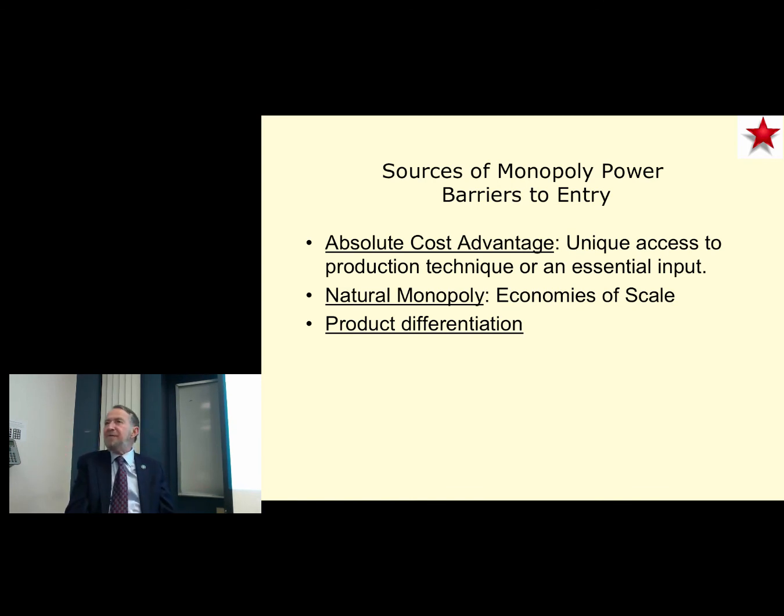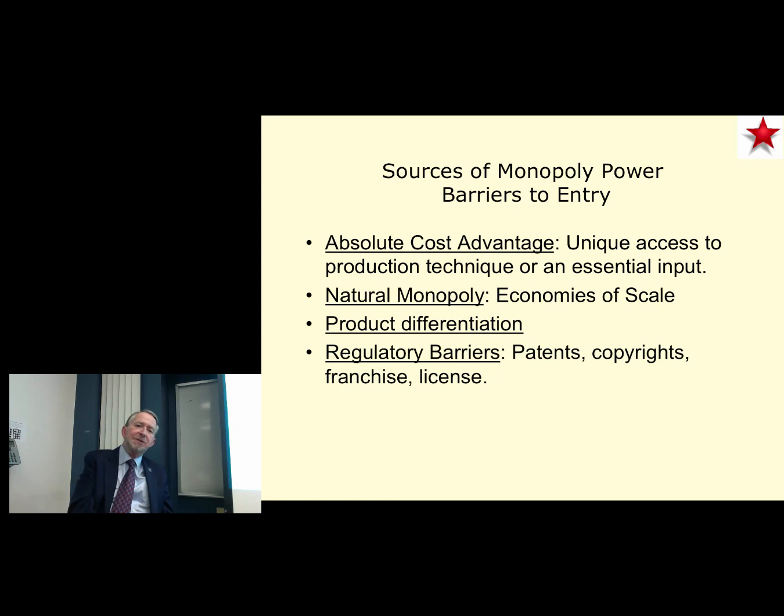then that's a potential source of barrier to entry. Bounty has reputational effect of being the absorbent paper towel, and Brawny has the reputational effect of being the strong one. And then we talked about regulatory barriers, patents, copyrights, and licenses. Good. So that's the alternative market structure information.